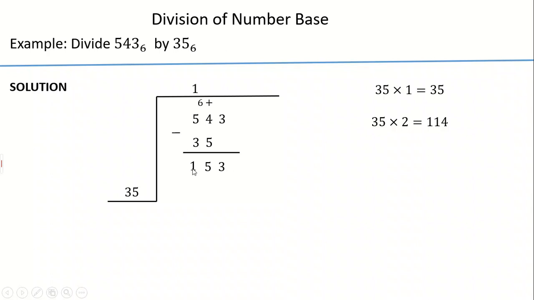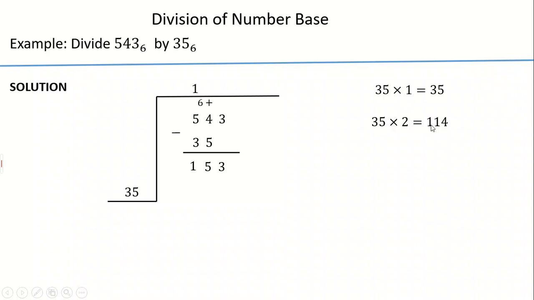Now again, if I decide to pick the first 2 digits, that's going to be 15. That 15 is actually less than 35. So I have to pick all the 3. So now, considering all the 3, if I say 153 divided by 35 in base 6, that means I'm looking for a number that I can multiply by 35 in base 6 to give me 153 in base 6.